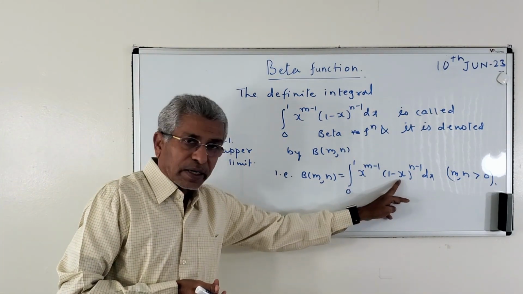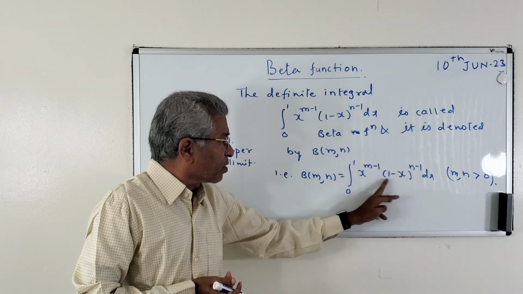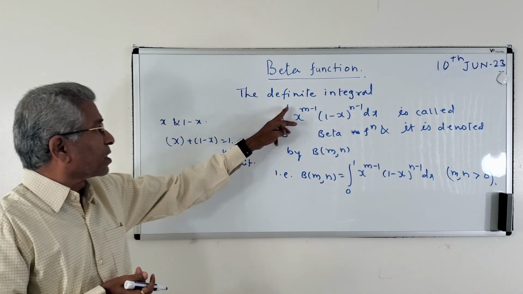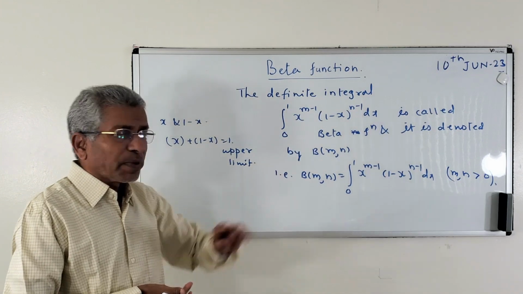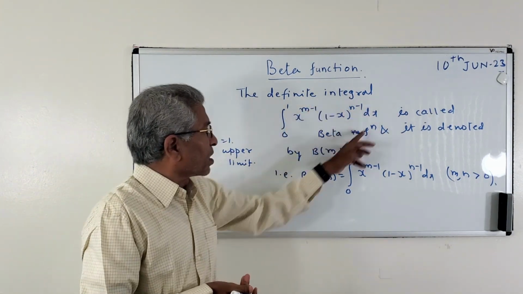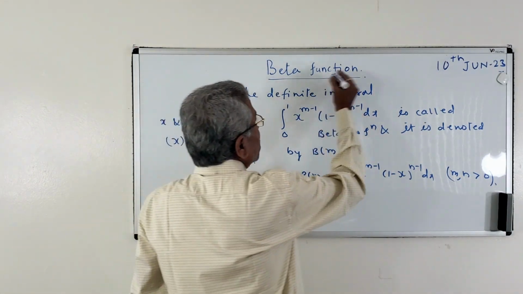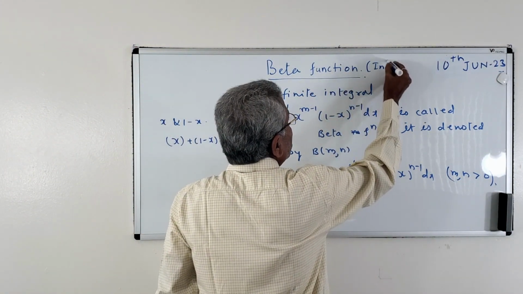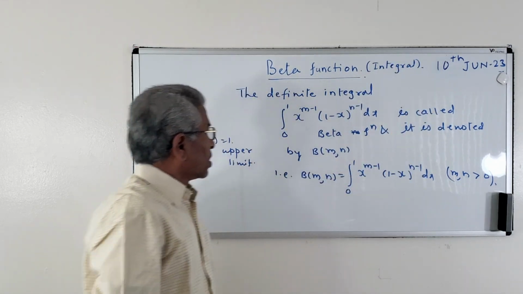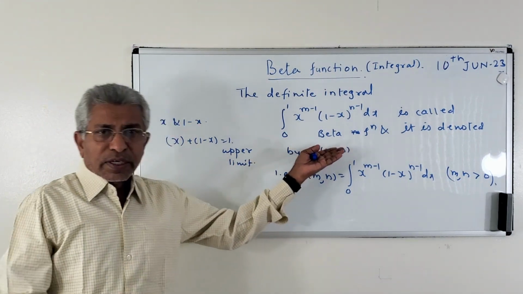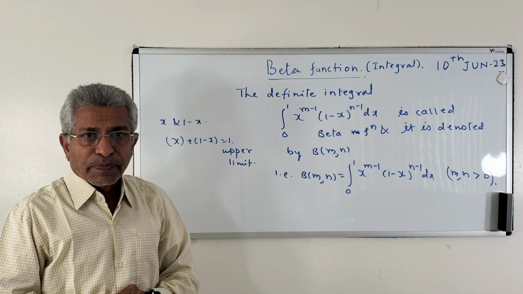Both the functions are algebraic, and if we ignore the powers, the sum of the two functions x and 1 minus x is always equal to 1, and that is the upper limit, provided the lower limit is 0. The lower limit is generally 0. This kind of integral is known as a beta integral, also called the beta function. It is a very useful integral, one of the methods of integration, we can say.